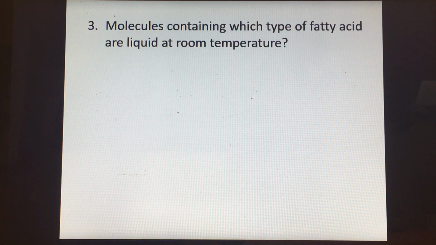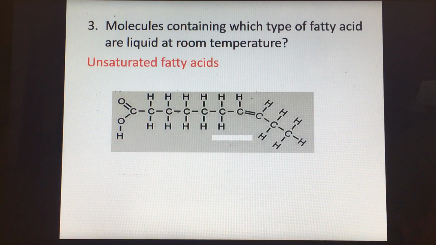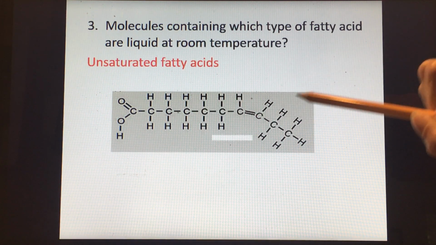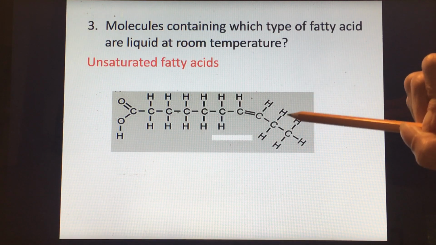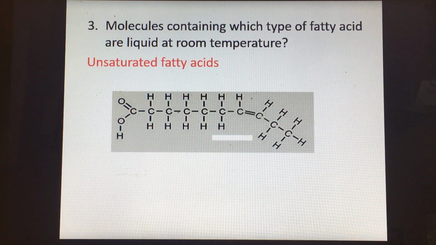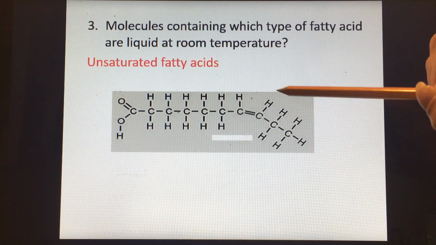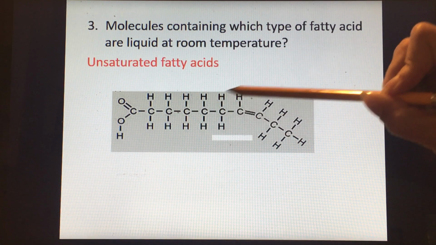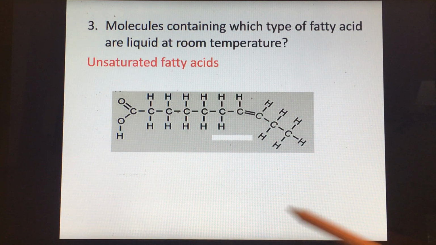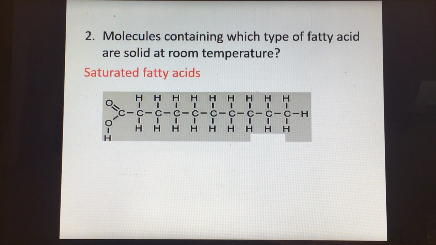Molecules containing which type of fatty acid would be liquid at room temperature? So that would be our unsaturated fatty acids. Now be careful because this is not an unsaturated fat, it's an unsaturated fatty acid, which is a component of an unsaturated fat. And so this would be found in the triglycerides in oil, like olive oil. This would be found in the triglycerides in animal fats, like butter or lard.